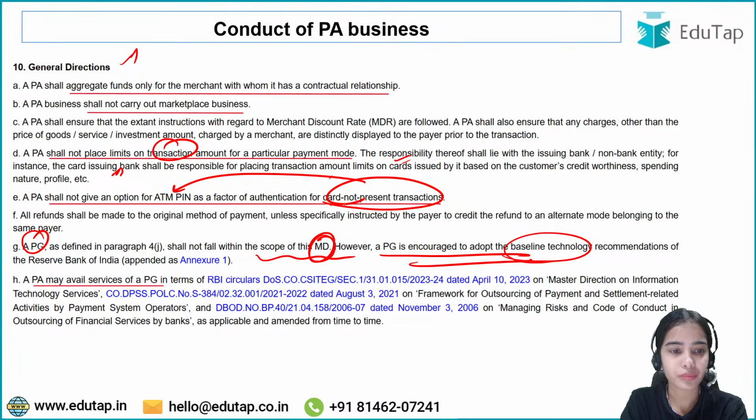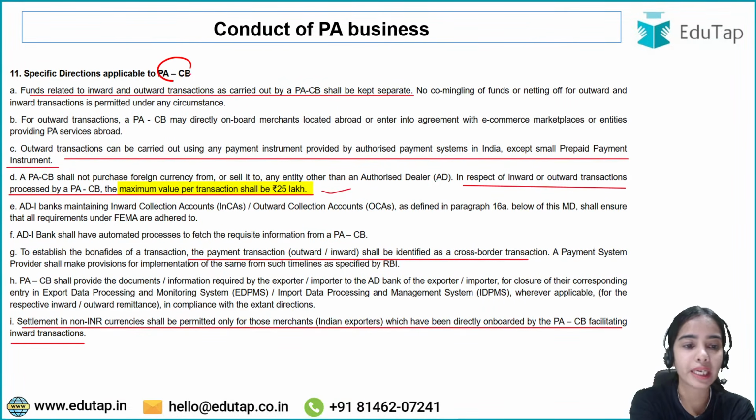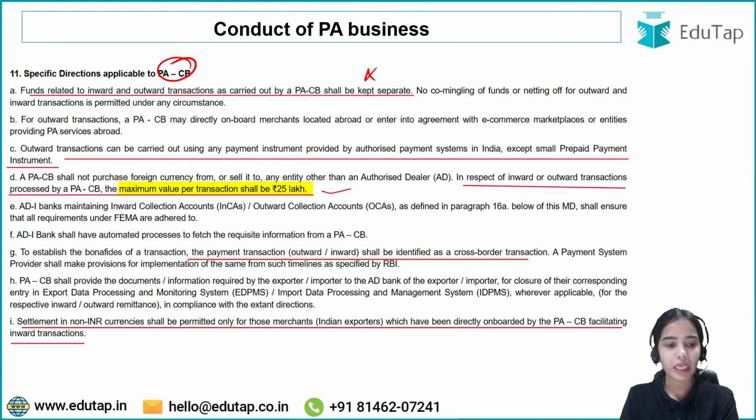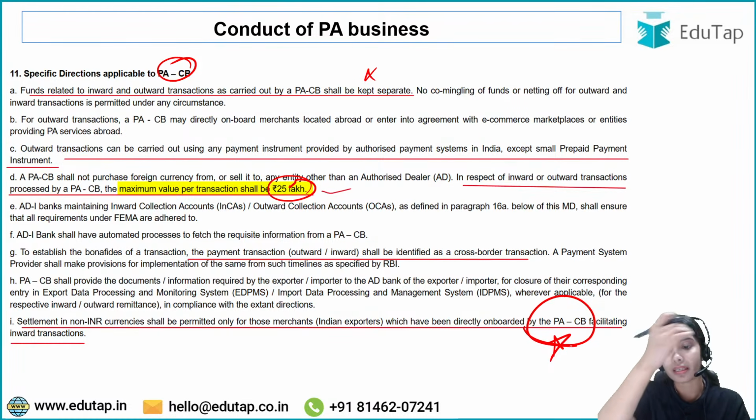So the card issuing bank will be responsible for placing transaction limits on the cards and the other things. Next are the specific directions we have discussed for the payment aggregator cross border. Funds related to inward and outward transactions shall not be merged, they shall be kept separately, and the maximum value per transaction for the inward or outward transaction shall be 25 lakhs. Settlement in non-INR currencies will only be permitted for those merchants or Indian exporters which have been onboarded on the payment aggregator cross border, and these are handling the payments. So this is the basic idea.